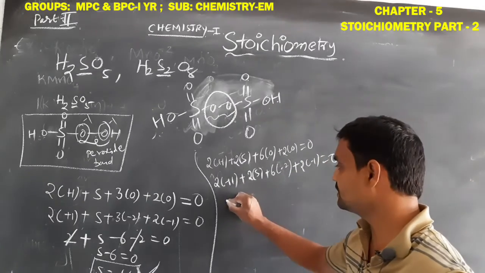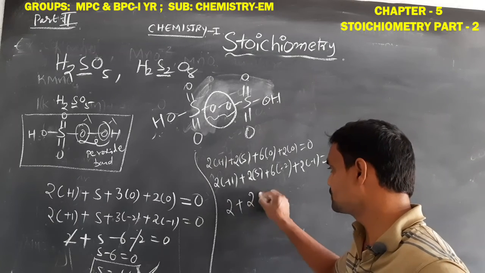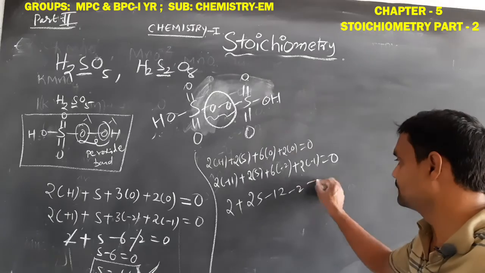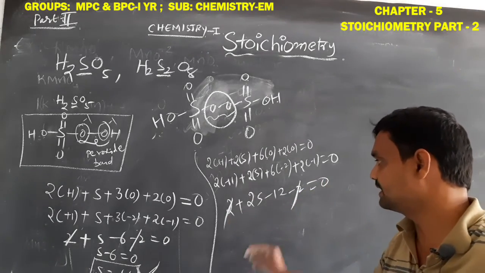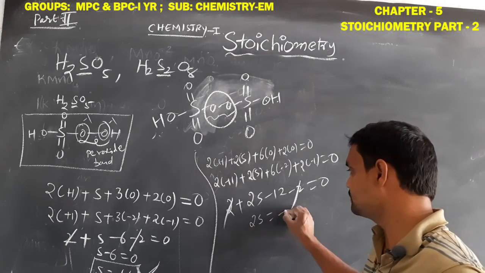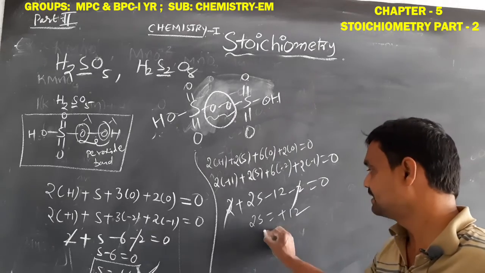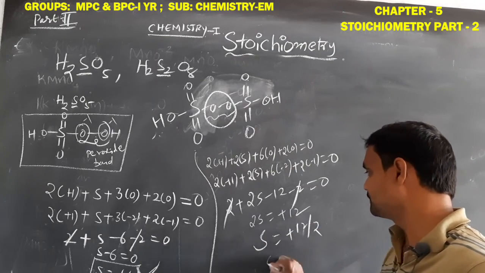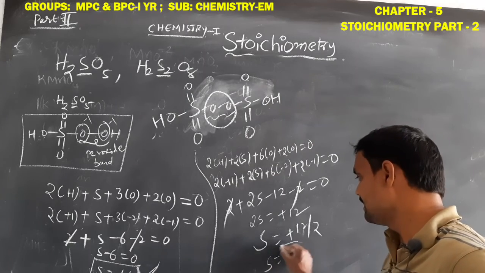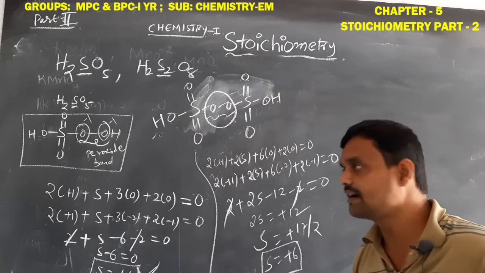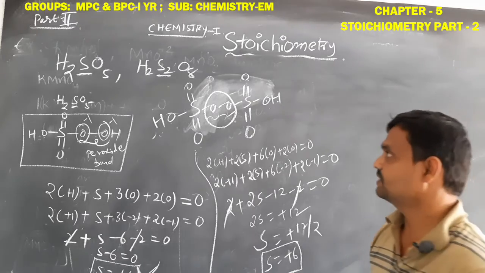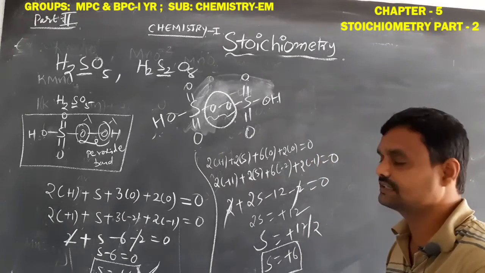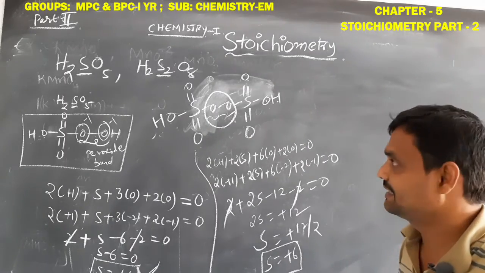So on simplification, 2 into 1 is 2, 2 sulfur atoms, 6 into minus 2 is minus 12, 2 into minus 1 is minus 2. So minus 2 plus 2 get cancelled. 2S is equal to plus 12. Then each sulfur is equal to plus 12 by 2. Then how much? It is the plus 6 oxidation number. So in H2S2O8, single sulfur oxidation number is plus 6.